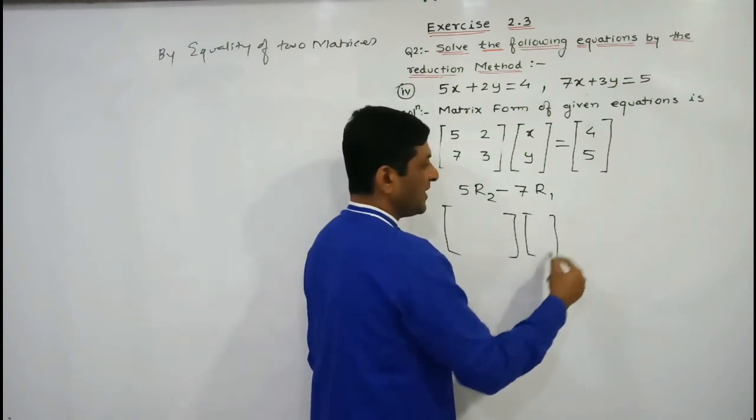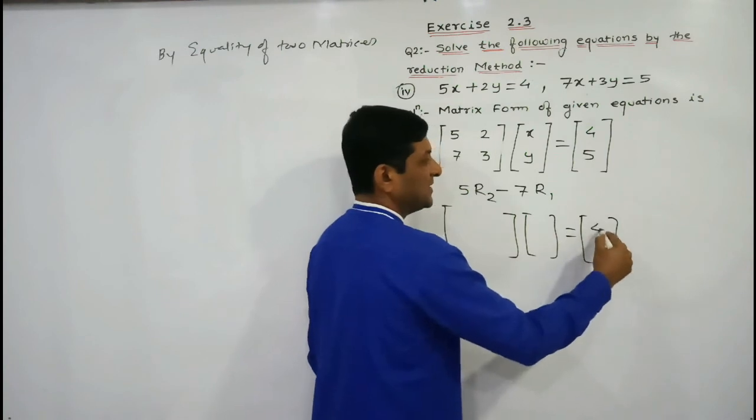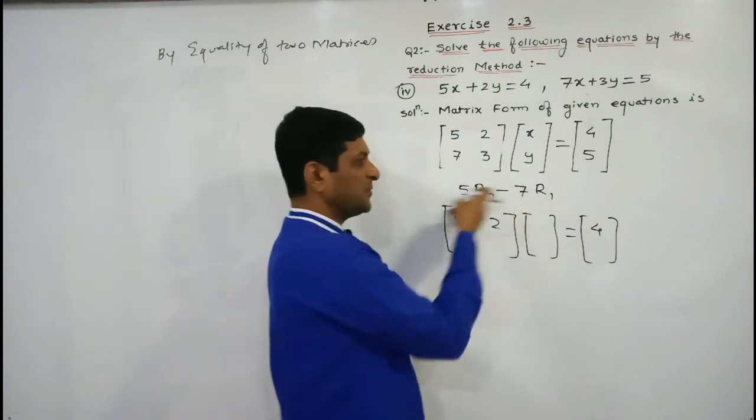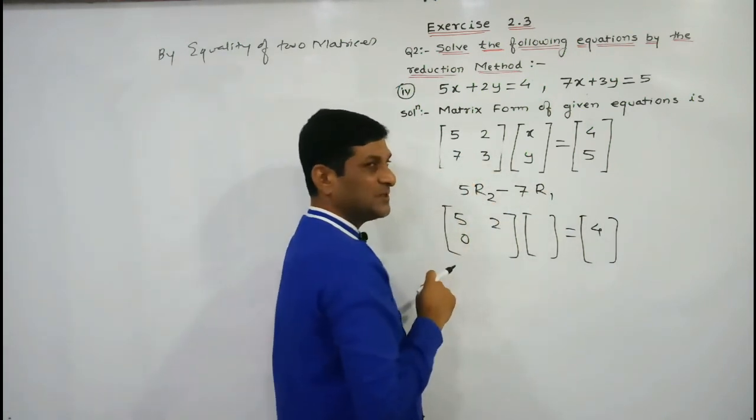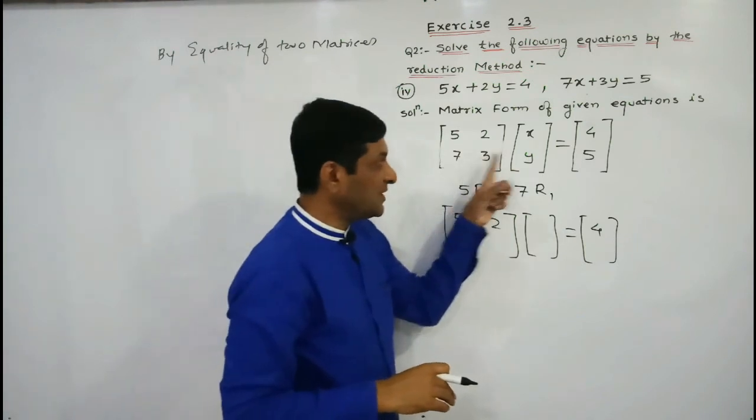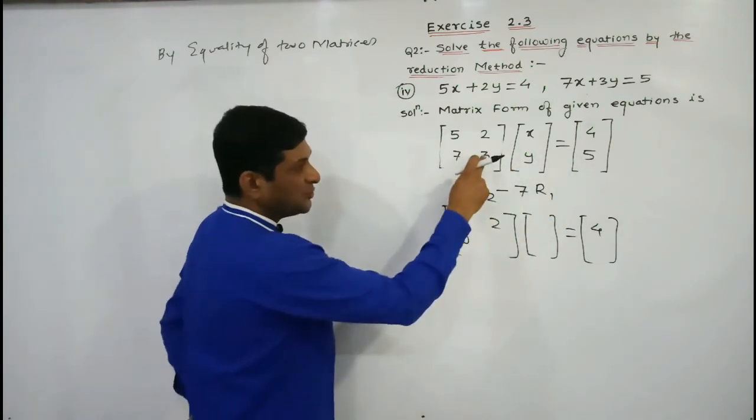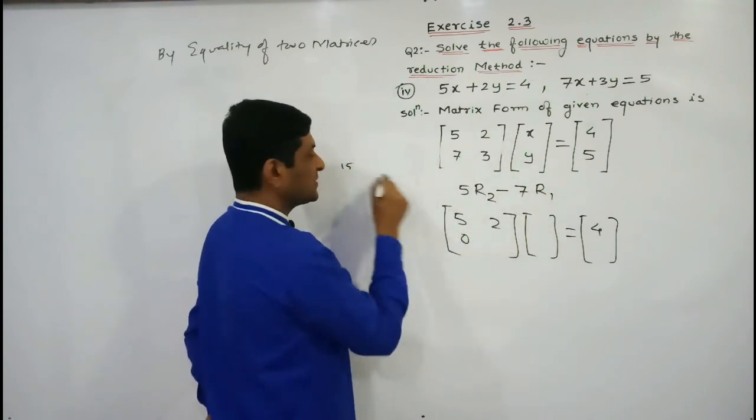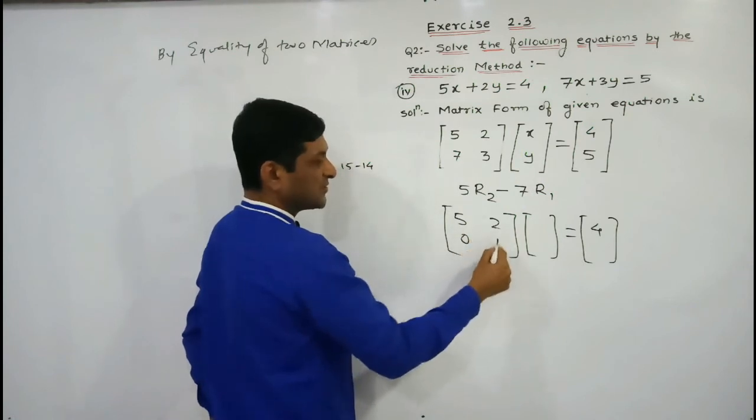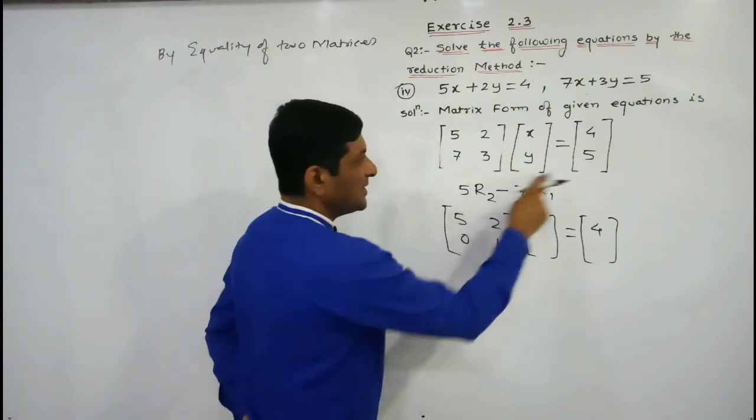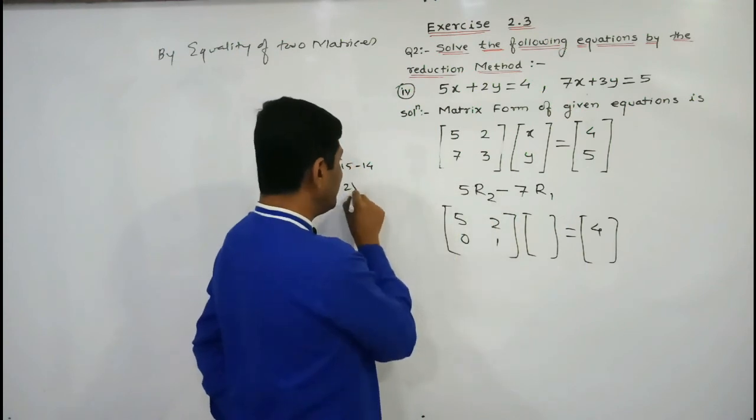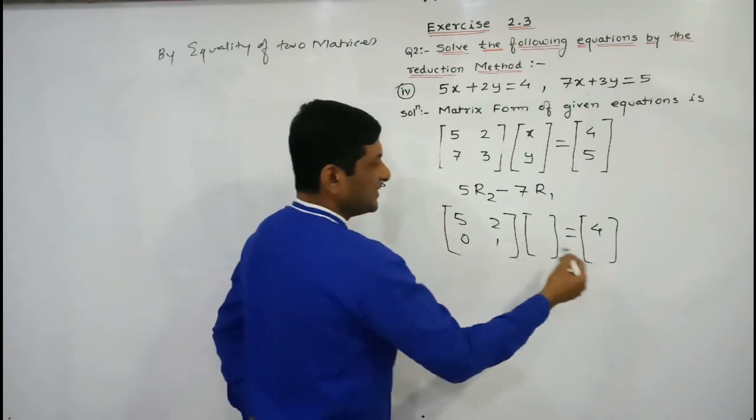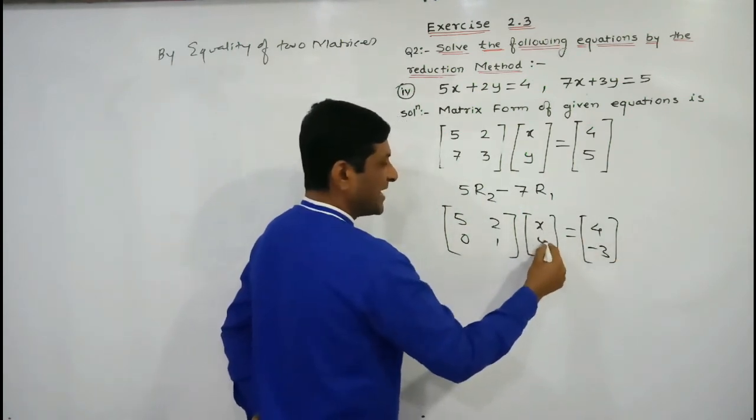Keep the elements of R1 on both sides as they are. Here the element is 4, and the elements of R1 are 5 and 2. This operation we have performed specially to convert this element into 0, but perform this operation very carefully at these two places. So here R2 means 3 into 5 is 15. Here R1 means 2 into 7 is 14. So 15 minus 14 will be equal to 1. Again here R2 means 5 into 5 is 25, and R1 means 4 sevens are 28. So if we take the difference, here we will get minus 3. Here x, y, keep it as it is.